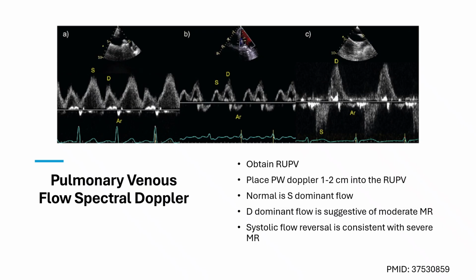When you have a D-dominant flow, which is shown in the middle of this figure, it's typically suggestive of moderate mitral regurgitation. And on the right part of the screen, you see systolic flow reversal of the S wave being below the baseline. When you see systolic flow reversal in pulmonary veins, it signifies a significant and severe mitral regurgitation.